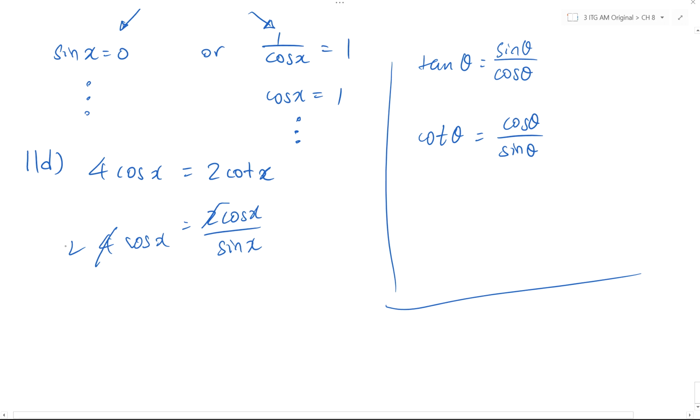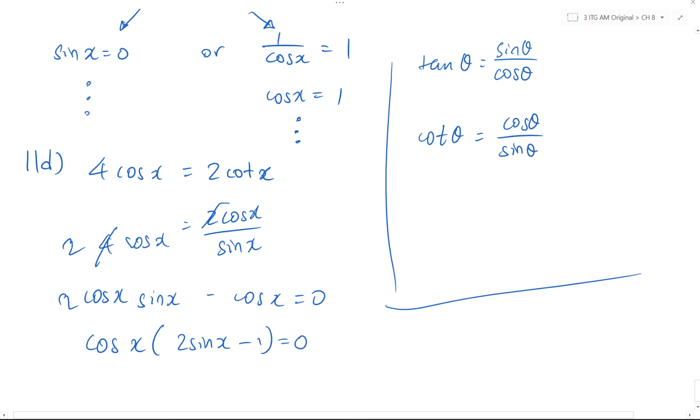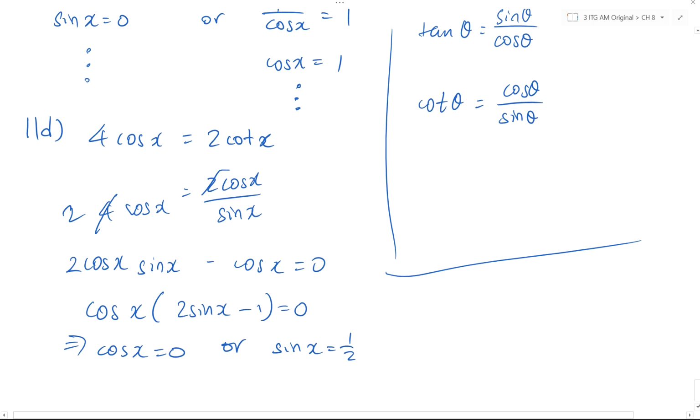Then multiply 2 cosine x sine x equals cosine x. Okay, so Chen Zhou wants to minus here already. Sure. Minus cosine x equals to 0. Cosine x equals to 0 or sine x equals to half. See, it's all the same one.